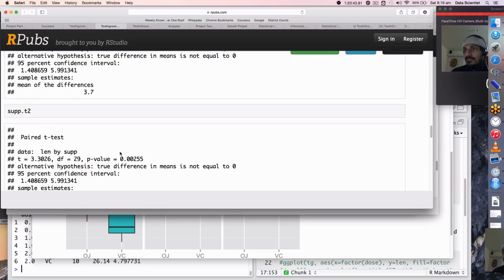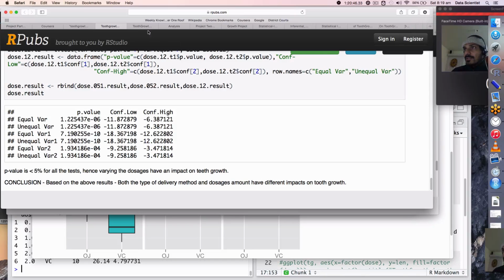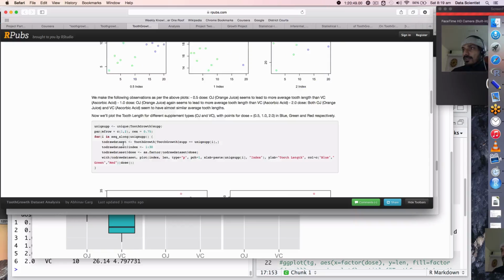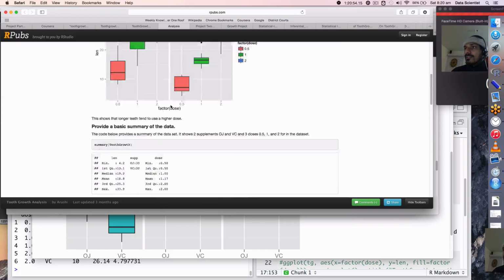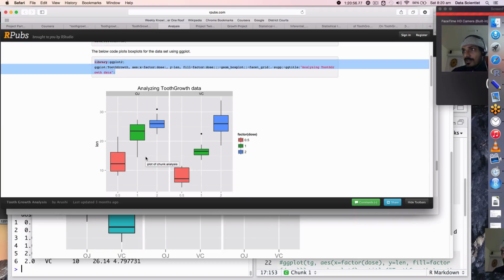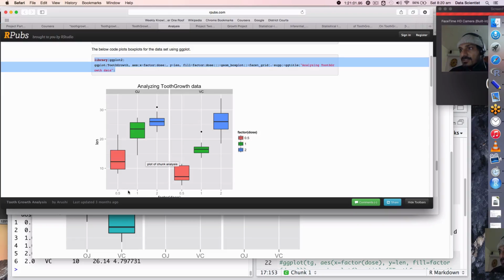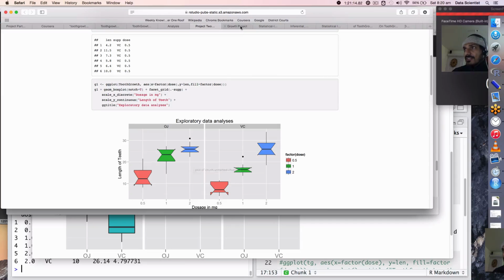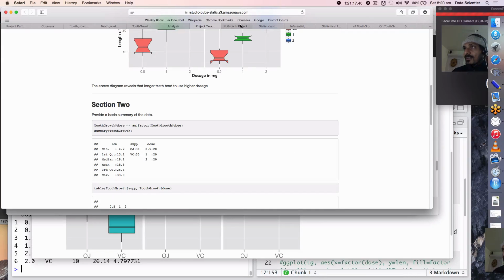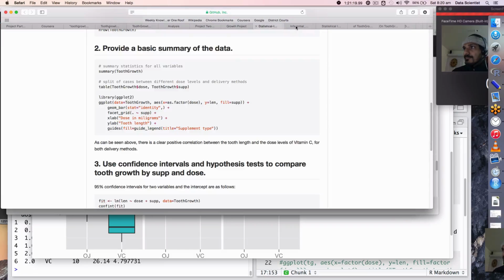So this is what somebody else has done. And then someone else. Here's another solution. This guy has plotted it this way, analyzing tooth growth, and I've seen most of the people have plotted it this way, such that the dosage is here. It doesn't matter, there's nothing standard that you have to use. You just have to see how you want to analyze your data. Similarly, he's done a slightly different style of plotting it to understand. Is this fine?